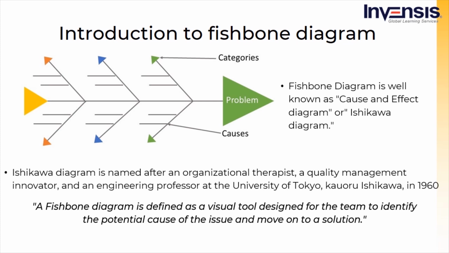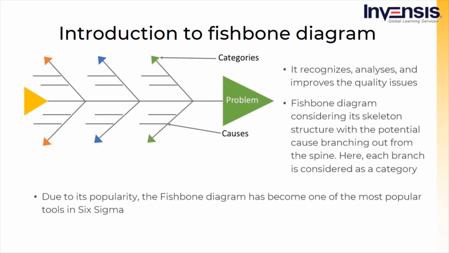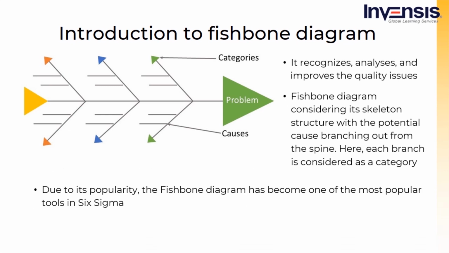A fishbone diagram is defined as a visual tool designed for the team to identify the potential cause of the issue and move on to a solution. The fishbone diagram was initially popularized as a quality tool. It recognizes, analyzes, and improves the quality issues. It is widely known as the fishbone diagram considering its skeleton structure with the potential cause branching out from the spine. Here, each branch is considered as a category. Due to its popularity, the fishbone diagram has become one of the most popular tools in Six Sigma.